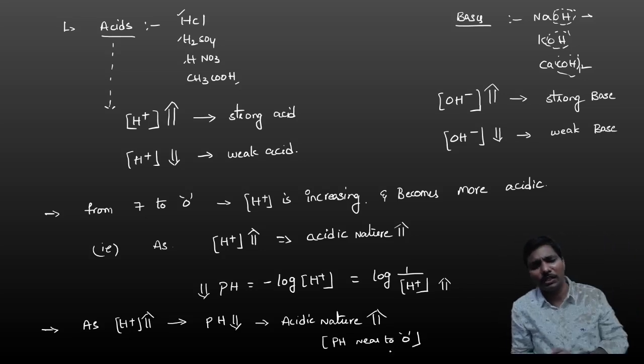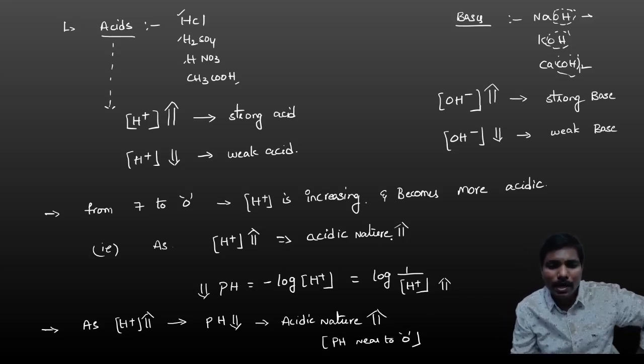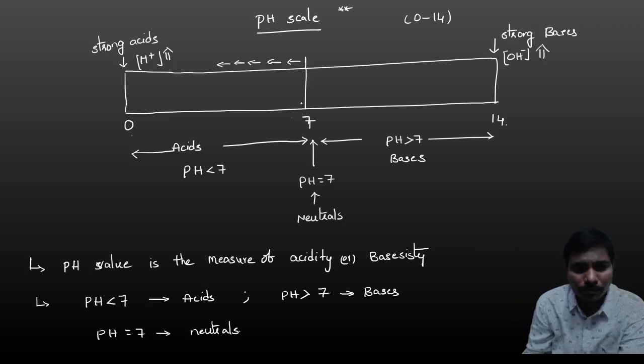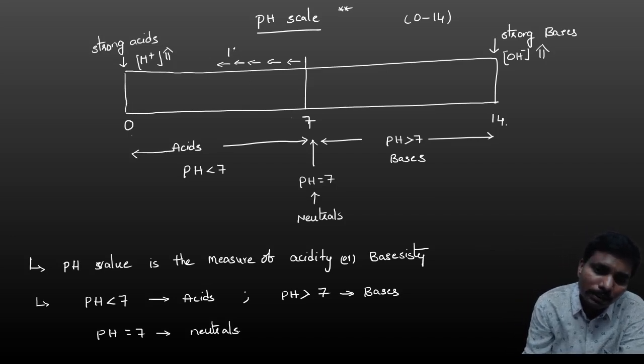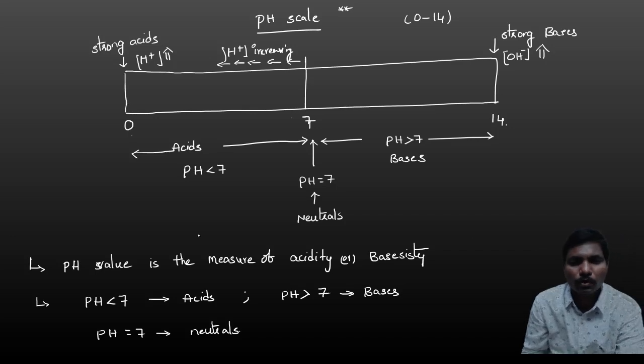All of you getting this point? Very, very important. What I am saying: from 7 to 0, H plus ion concentration increases. So H plus ion concentration increases means acidic nature increases. So as H plus ion concentration increases, what will happen? pH is decreasing, from 7 to 0.